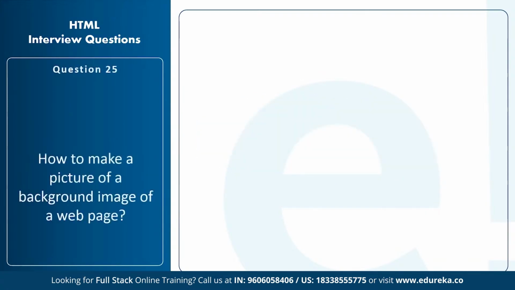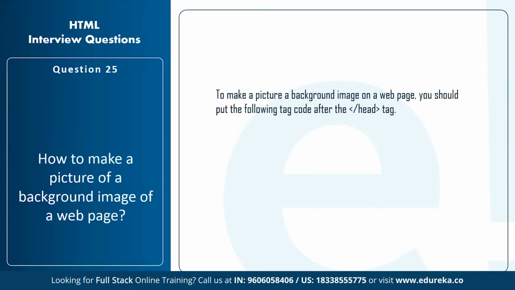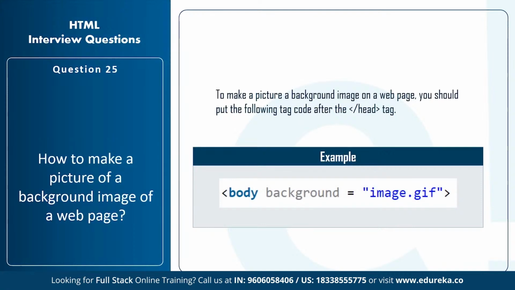Now, the next question is how to make a picture the background image of a web page. In order to make a picture a background image on the web page, all you have to do is put the body background tag code after the head tag. So right after you have written your HTML code and you have closed your head tag, you have to specify the body background equal to and then provide the particular image that you want to set as the background image on your web page. So you just have to write body background equals to the name or the source of that particular image. Now this will replace your background with that particular image.